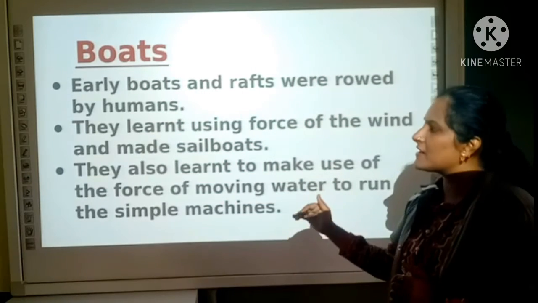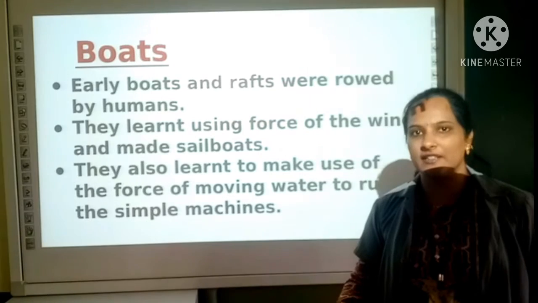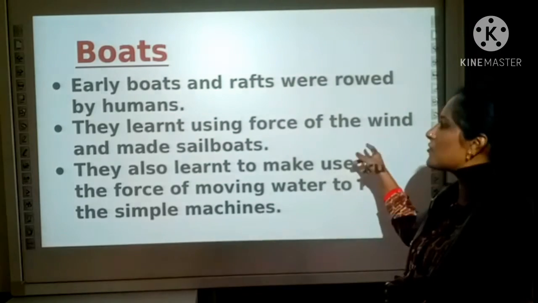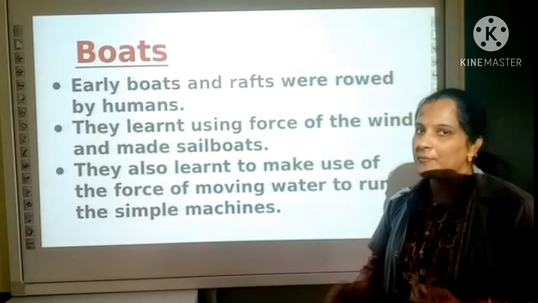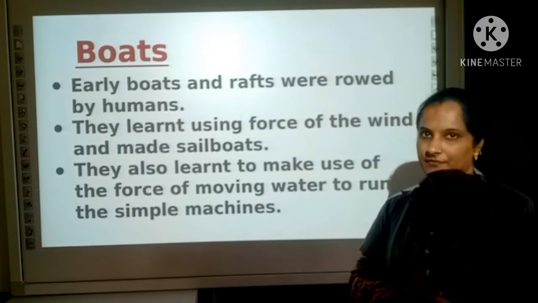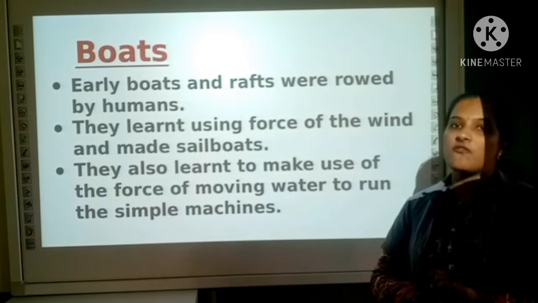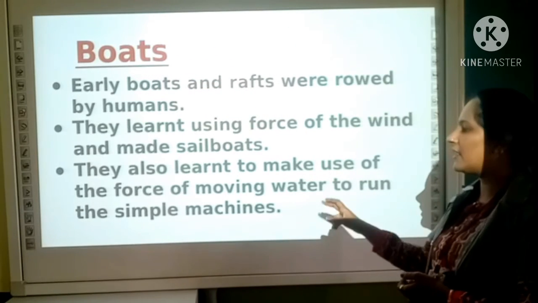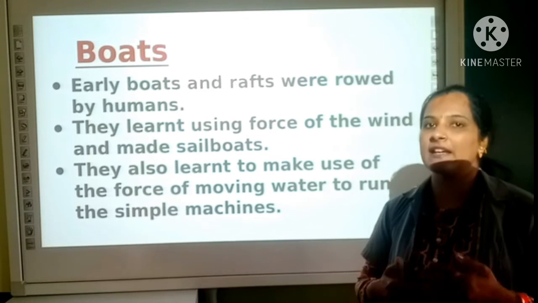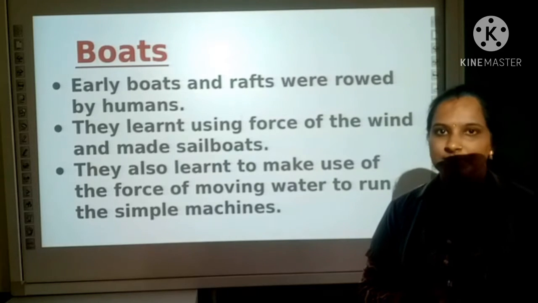अगर विंड की एनर्जी से बोट किसी भी डायरेक्शन में जा सकती है, सो व्हाई डोंट वी यूज द विंड इंस्टेड ऑफ द रोइंग बोट? सो ही स्टार्टेड टेकिंग द फोर्स ऑफ द विंड. फॉर दैट पर्पस ही हैड टू कन्वर्ट द बोट इनटू द सेलिंग बोट, सेल बोट. ओके, दे आल्सो लर्न टू मेक यूज ऑफ द फोर्स ऑफ मूविंग वाटर टू रन द सिंपल मशीन्स. ओके, सिंपल मशीन्स बनाने के लिए उसको फ्लो ऑफ मूविंग वाटर का भी आइडिया आ गया. क्लियर?